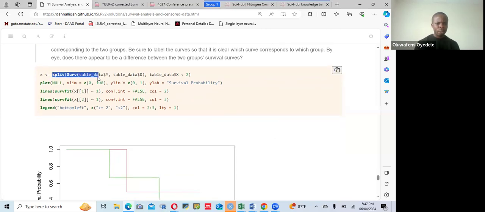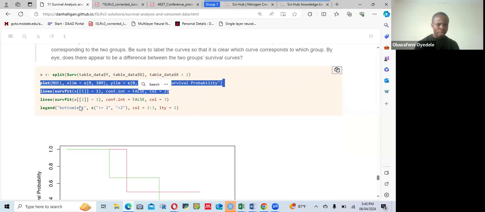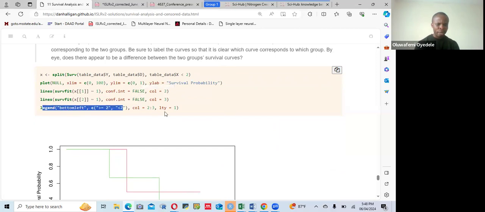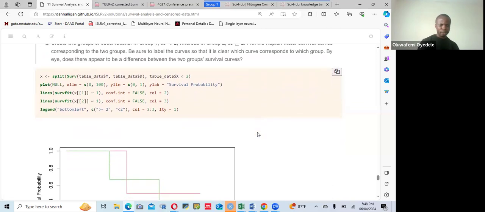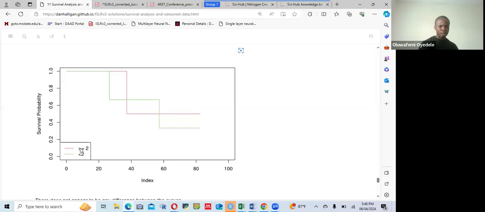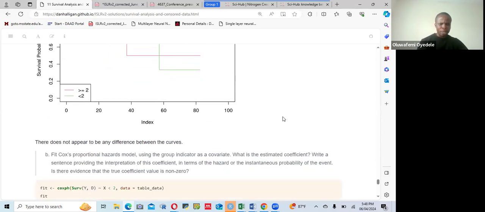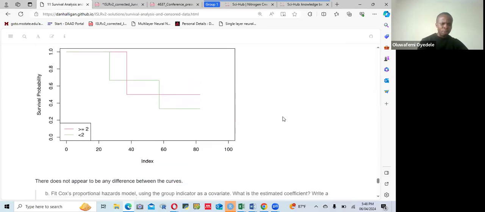So we were using the same function from the package, which is survival. Then we are plotting, we add the lines, we add the second line, and we put the legend. Okay, so we want to see if there's a difference between the two groups. Here we have X greater than or equal to 2. This one is less than 2. So we can see that there seems to be no difference between the two groups, because from here they almost overlap. There is not much difference between the two groups.